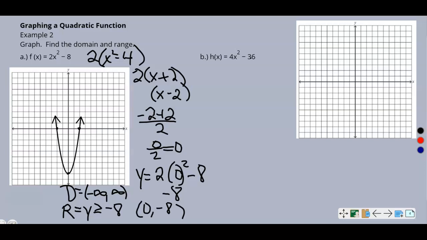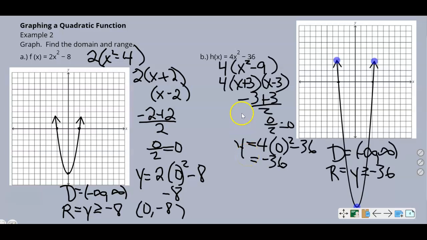I want you to pause the video, see if you can do that on your own, and then we'll check it together. All right, this one's going to look a little bit funny. So we have factored 4x squared minus 36. Factor out the 4. I've got x squared minus 9. Again, that's a difference of squares. So I've got 4 times x plus 3 times x minus 3.